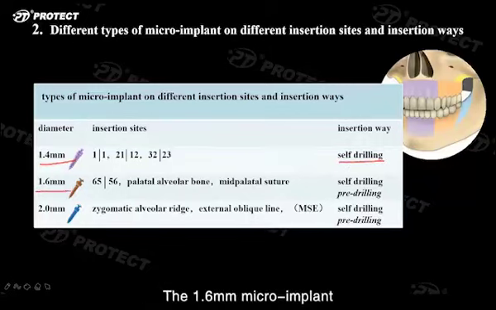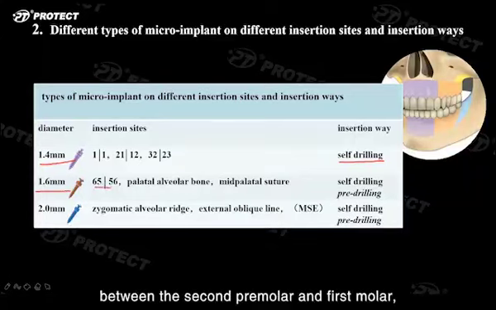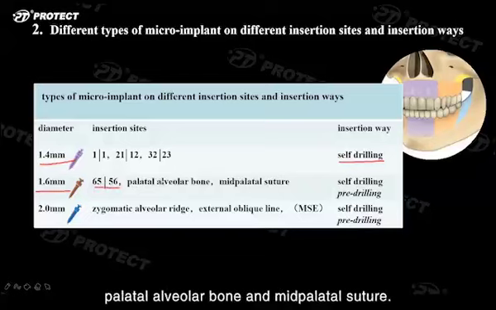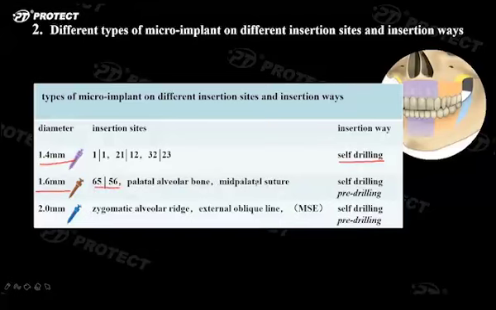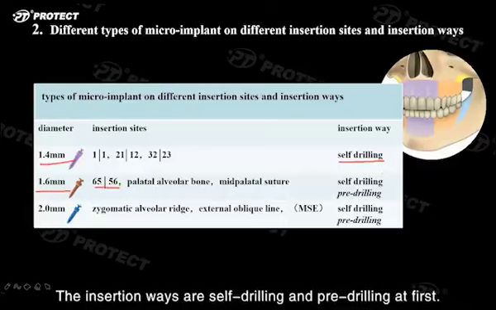The 1.6 millimeter micro-implant is usually placed on these sites: between the second premolar and the first molar, palatal oval bone, and mid-palatal suture. The insertion ways are self-drilling and pre-drilling at first.